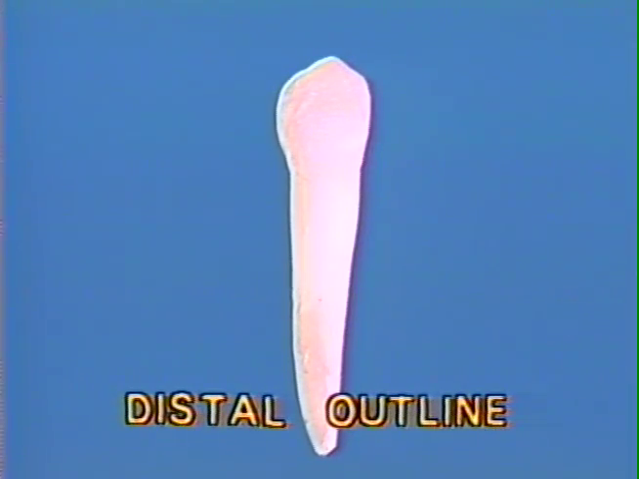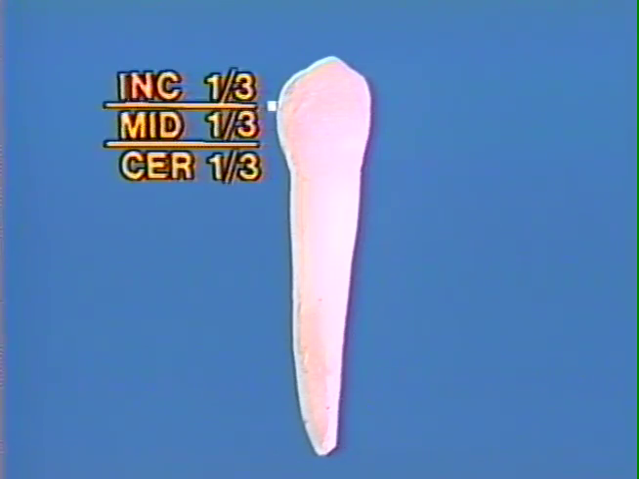Distal outline. The distal outline is more convex incisor-cervically than the mesial outline. It is also shorter than the mesial outline. The height of contour is at the junction of the incisal and middle thirds, which is more cervically located than the mesial. Cervical outline. The cervical line has a semicircular curvature apically.